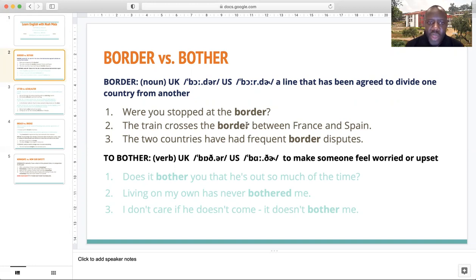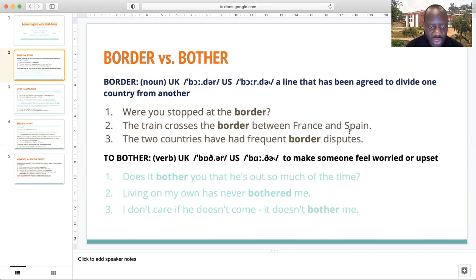So, for example, where you stopped at the border between Gabon and Cameroon. The train crosses the border between France and Spain. The two countries have had frequent border disputes.